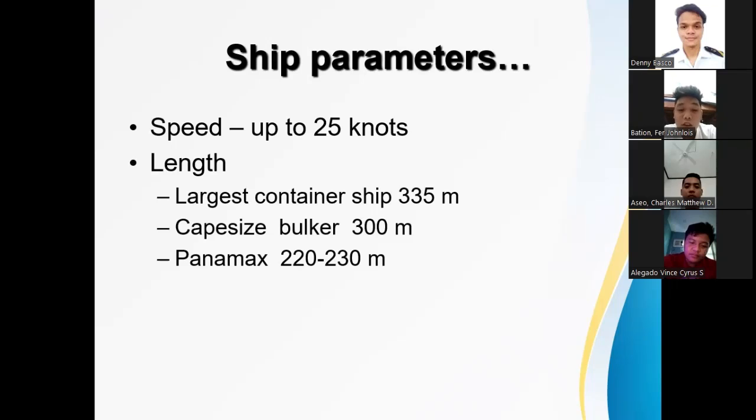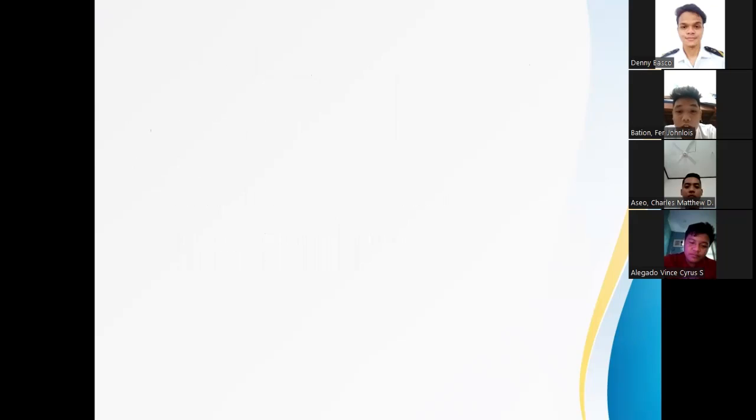Ship's parameters. Speed is up to 25 knots. Length: the largest container ship is 335 meters, a Capesize bulker 300 meters, Panamax 220 to 230 meters. Next slide, please.